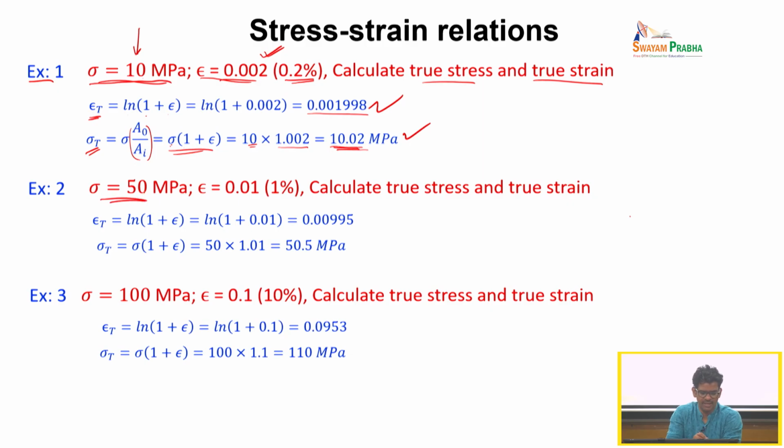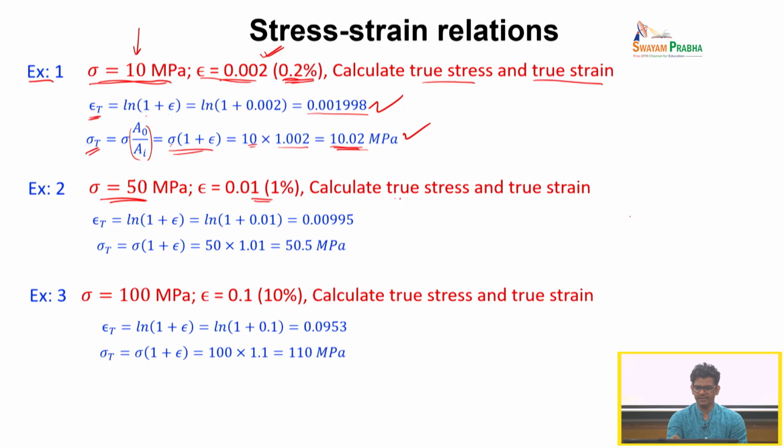Now let us say I have another material with an engineering stress of 50 megapascal and a little higher strain of 1%. In the previous case we had only 0.2% strain. When I say 0.2% strain, it means you have pulled the material 0.2% of its original size. When you say 1%, it is a little higher. Again you calculate the true stress and true strain with the same formula. Here the engineering strain and true strain are very similar, and the engineering stress and true stress are a little different, but not very much.